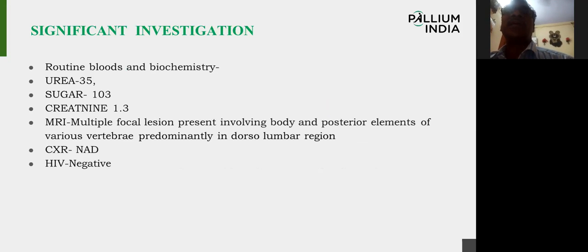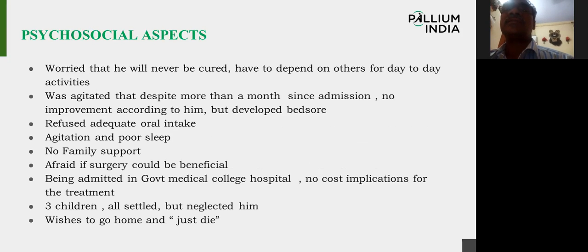Not diabetic, hypertensive or TB. X-ray also normal. HIV negative. Psychological aspect: he is worried that he will never be cured and has to depend on others for day-to-day activities. He was agitated. Despite more than a month since admission, there was no improvement according to them, and he developed a bed sore within a short span of 20 days in the hospital. He refused adequate oral intake and had poor sleep. No family support, since he was left with his wife, who is also old and not able to support him in day-to-day activities.